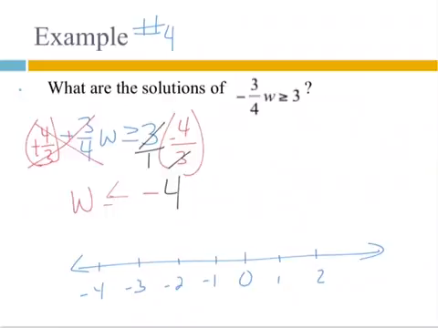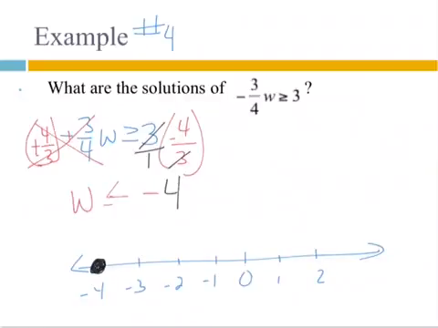So at negative 4, I need to use a closed circle because I have this equal bar. So at negative 4, I'm going to use a closed circle. I'm going to fill it in. And W is greater than or equal to negative 4.